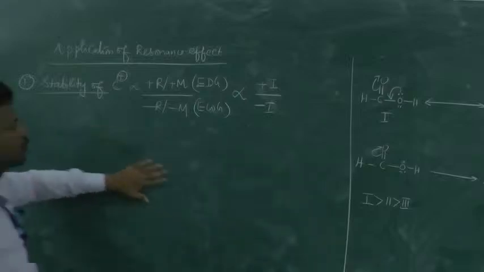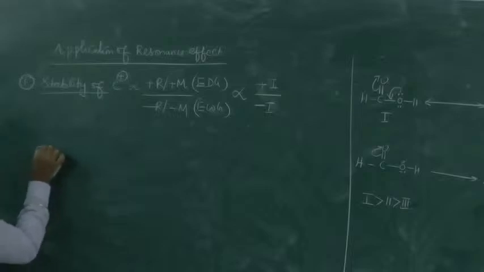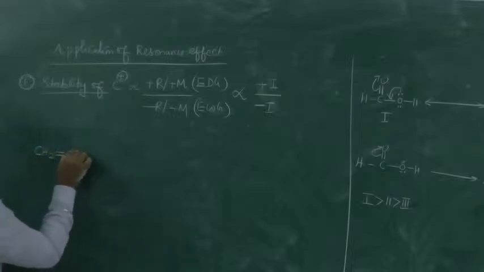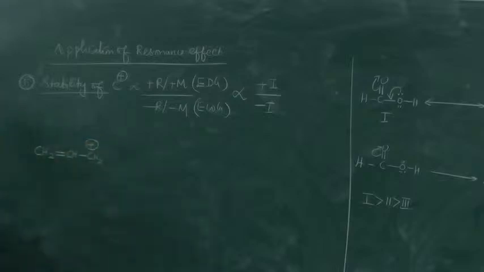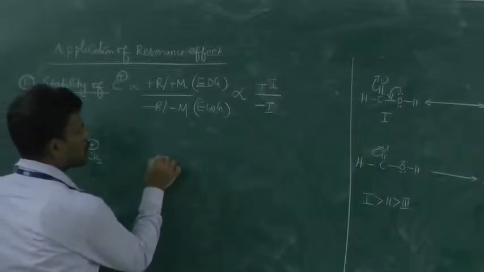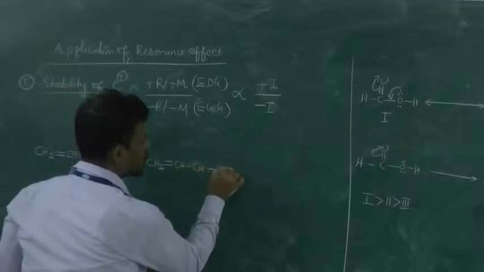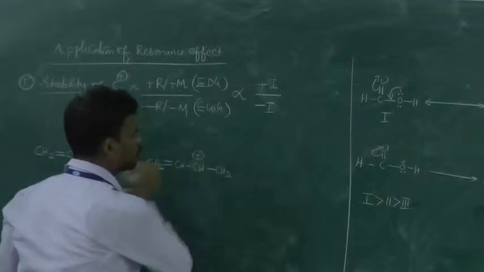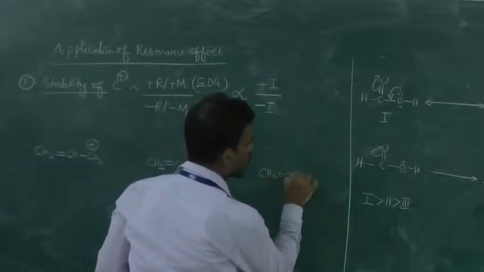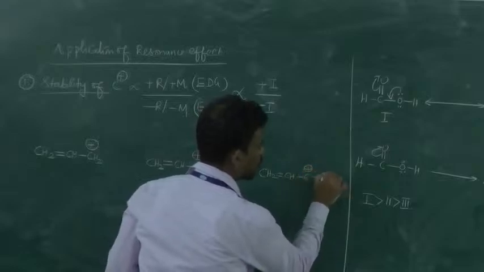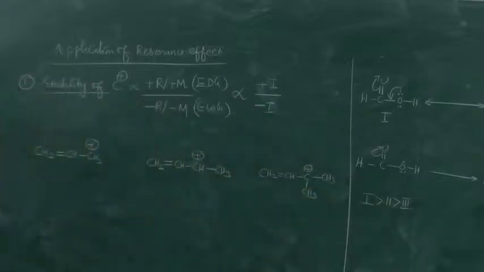For example, now you take this one. CH2 plus. Correct? CH2 plus. Now we can take this one. CH3 plus. Correct? Next என்ன இருக்குது? CH2 C positive CH3. கரெக்ட்டா? Yes or no?